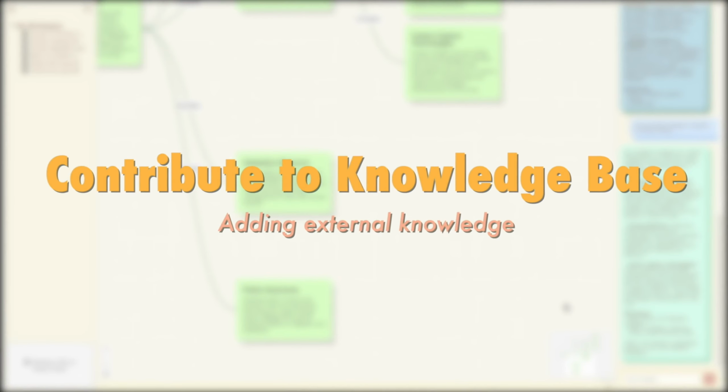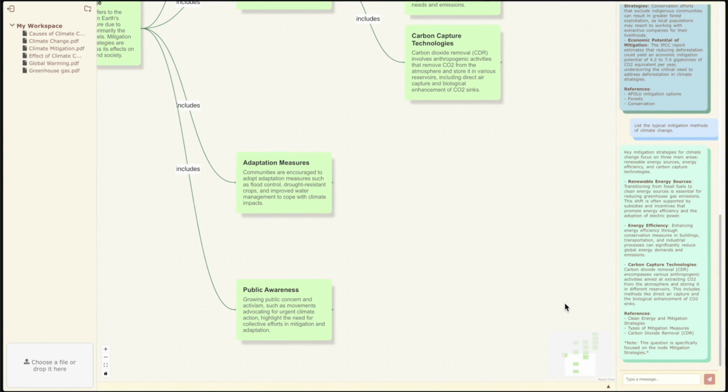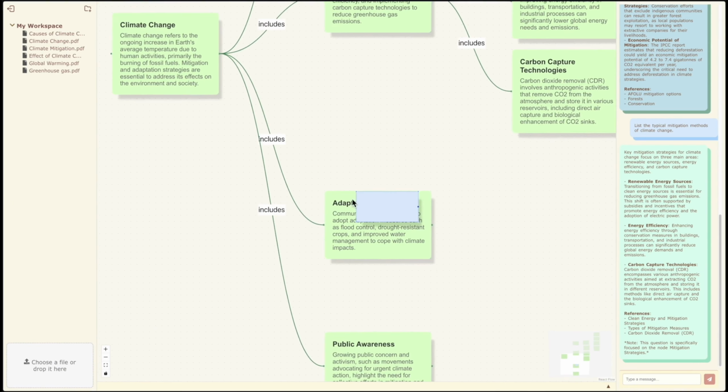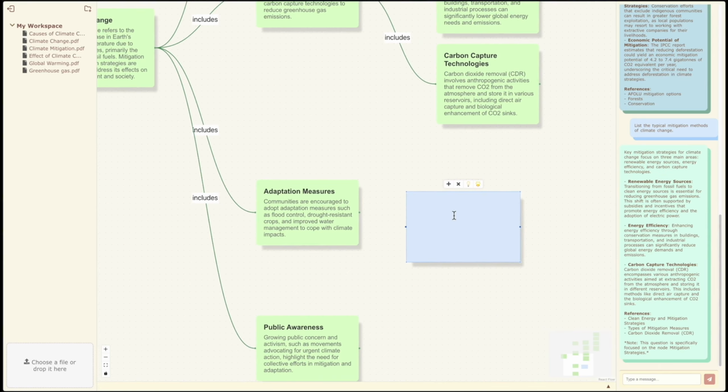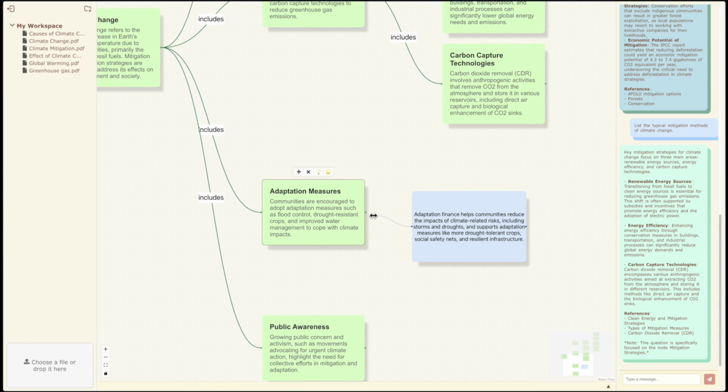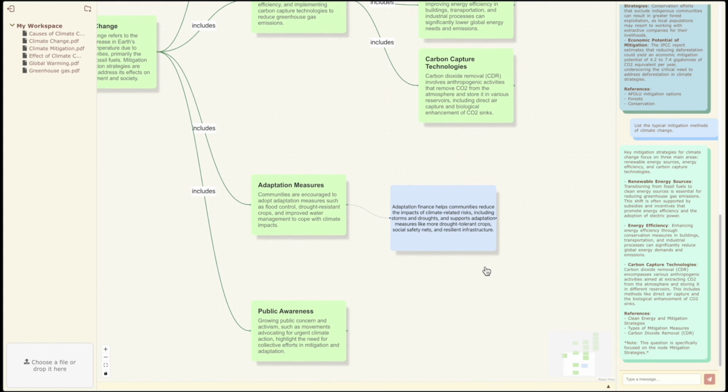What makes MindTrellis unique is its bidirectional interaction capability. Robert can not only retrieve information but also contribute his own knowledge. He clicks the Create Node button to add a custom node about adaptation finance from external research. After resizing the node to fit his detailed information, he connects it to the Adaptation Strategies node, demonstrating how users can enhance the knowledge structure with their own insights.